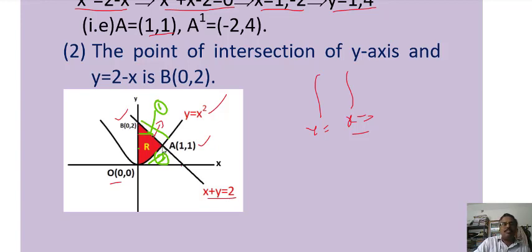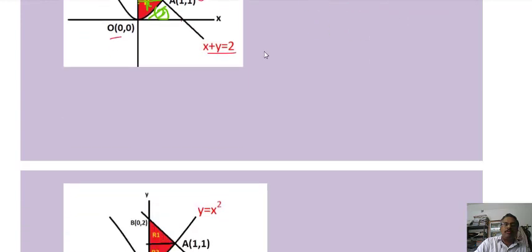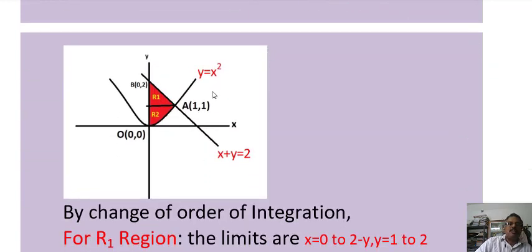For this purpose, divide the total region into two parts. This is the straight line part, this is the parabolic part. Now divide into two parts. The upper part is R1, the lower part is R2. I will show you in the diagram. Now, same diagram. Up to this straight line, and here the parabola. So divide into two regions.